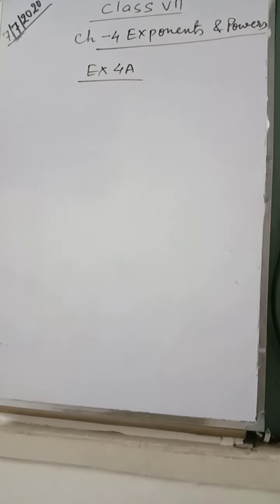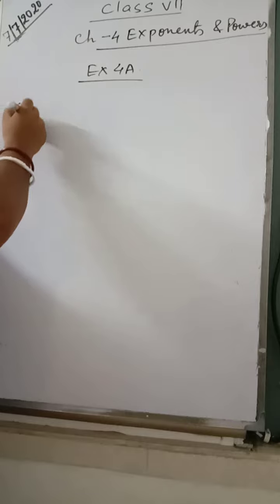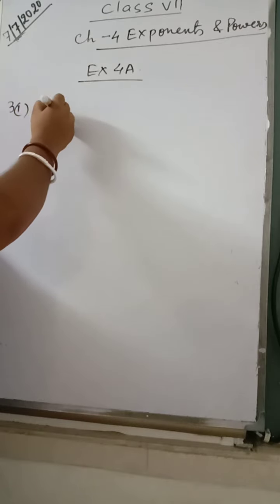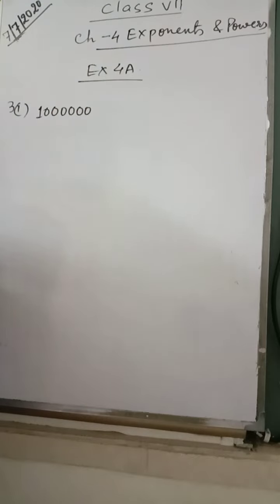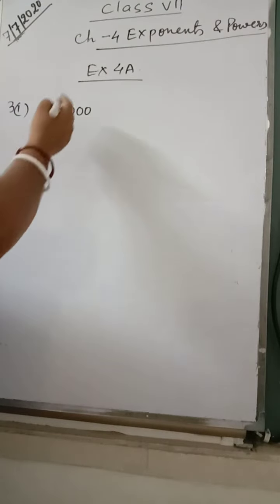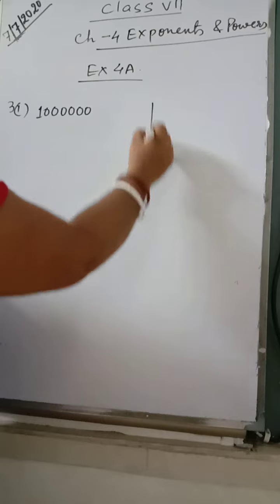Yesterday we completed question number 2. Look at question number 3. Here we have to write the numbers in exponential form. Look at question number 3.1. It is given 10 lakhs. So we'll just get the prime factors of 10 lakh.